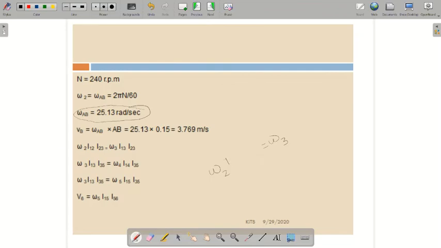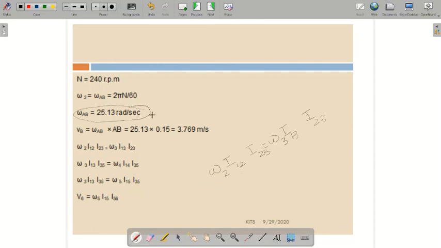Put omega 2 here. Here also put omega 2. In the subscript you always have to write 1. Here also 1. Then what is this link? Link number 2. So write 2. Here what is the link? 3. Here what is the link? 2. What we have to find? 3 we have to find. Repeat the same here also, 2, 3. Now write down the omega 2 value.